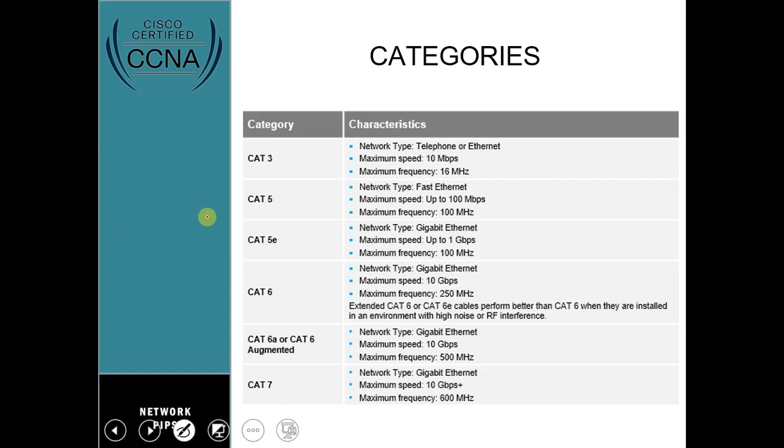Then you also have your Cat7. Your Cat7 also has the network type as gigabit Ethernet. The maximum speed it can operate at is as much as 10 gigabits per second. See that plus sign here, so it's higher than these other ones. We have the frequency, it can transmit data at a rate of 600 megahertz.